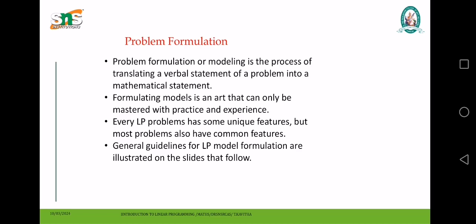Problem formulation, or modeling, is the process of translating a verbal statement of a problem into a mathematical statement. Formulating a model is an art that can only be mastered with practice and experience. Every LP problem has some unique features, but most problems also have common features. General guidelines for LP model formulation are illustrated on the slides that follow.